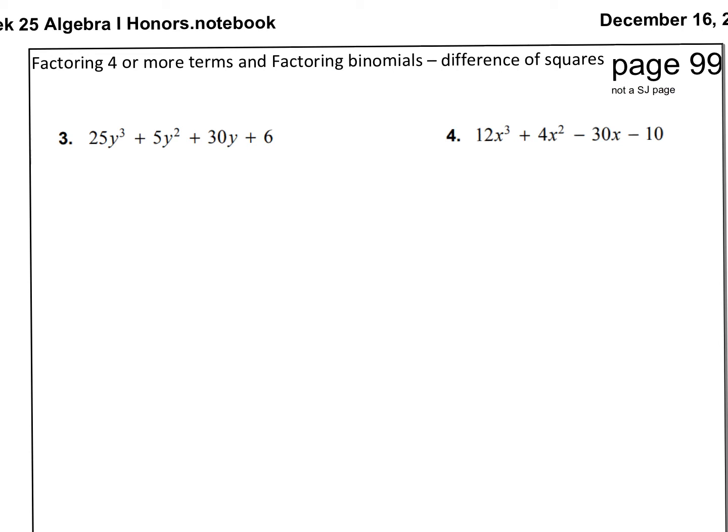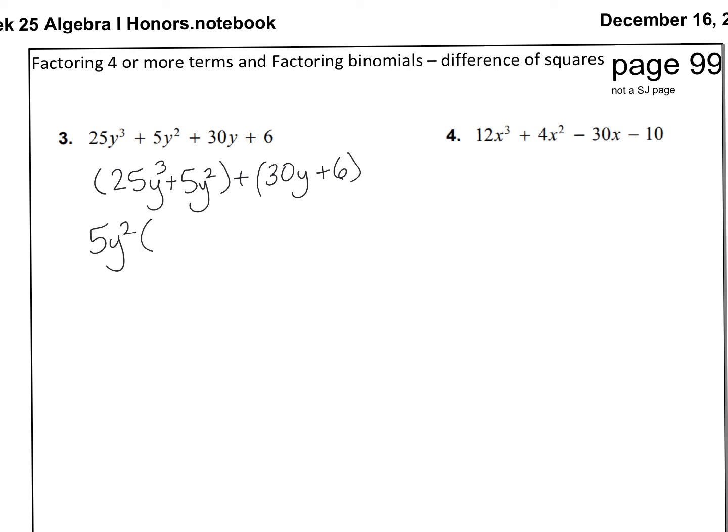25y cubed plus 5y squared plus 30y plus 6. So we're going to group the first two together because there's 4 or more terms. Put a plus sign in the middle. We're going to look at the first group. They have a common factor of 5y to the second power. I'm going to divide each of these by 5y to the second. 25y to the third divided by 5y to the second is 5y. 5y to the second divided by 5y to the second is positive 1.